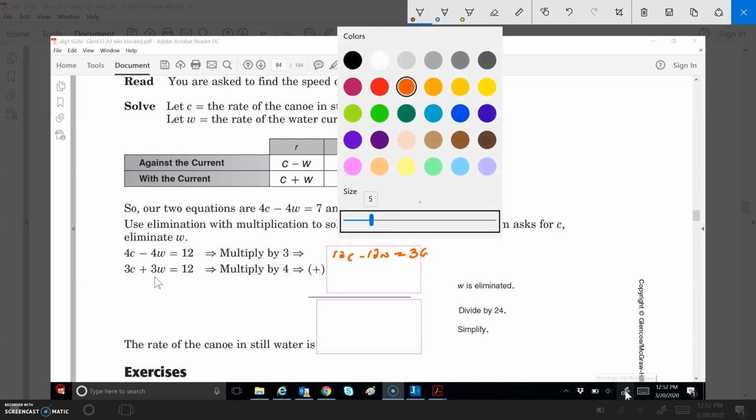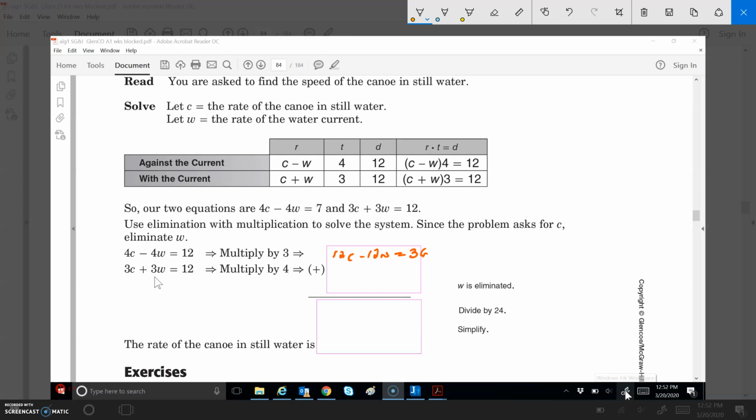Now if we multiply the bottom one by 4, 3 times 4 is 12c plus 4 times 3 is 12w equals 48. So we do have opposite signs here, so the w's eliminate. So 12 plus 12 is 24c. And we got 36 plus 48, 6 plus 8 is 14, carry the 1, is 84.